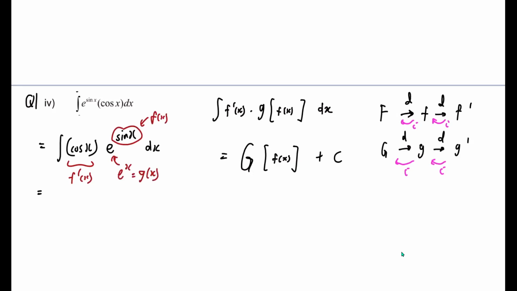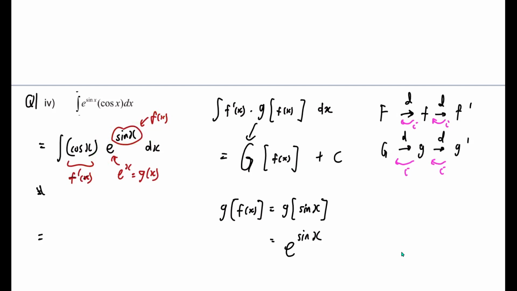So what this means is your g of f of x is what? f x is sine x. But your g of x function is e power x, so it's e to the power of sine x. Then this guy is f prime. Why? Because if sine x is f x, then the derivative will give you cosine x, which is f prime x.